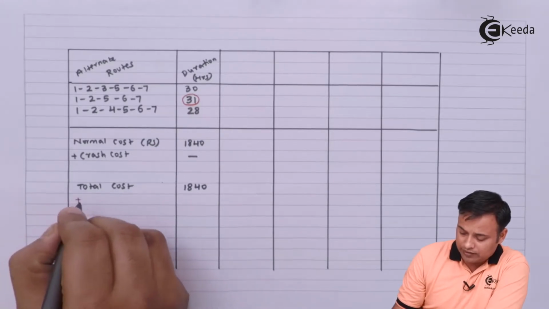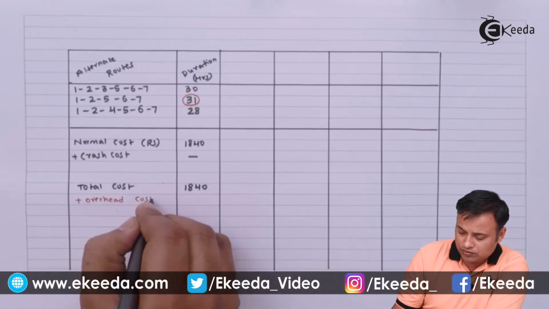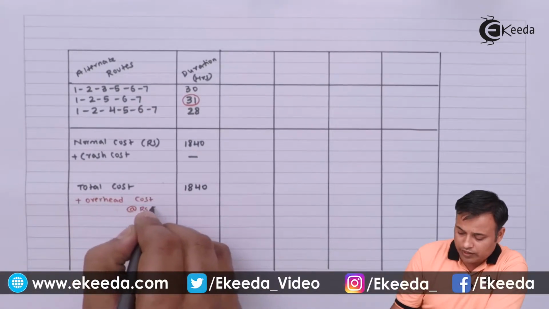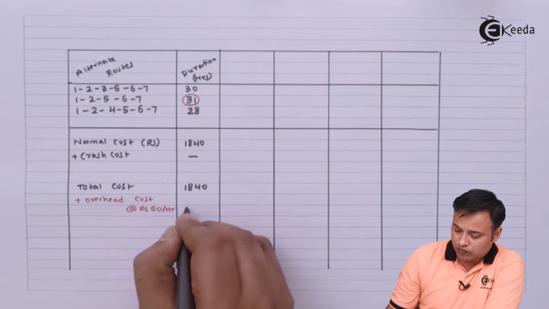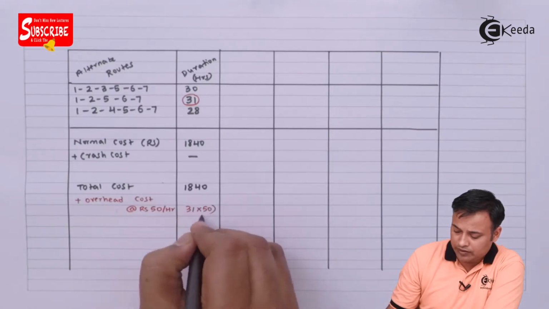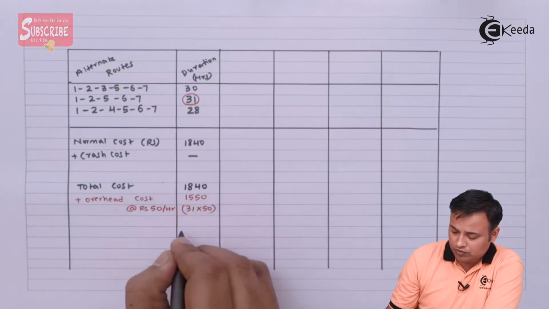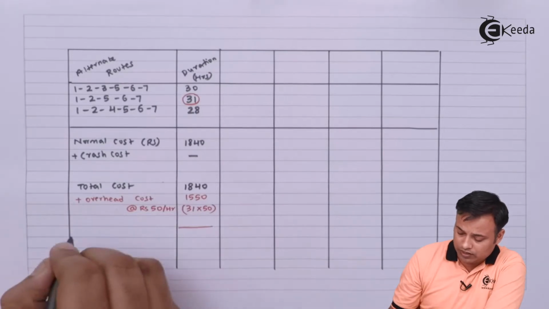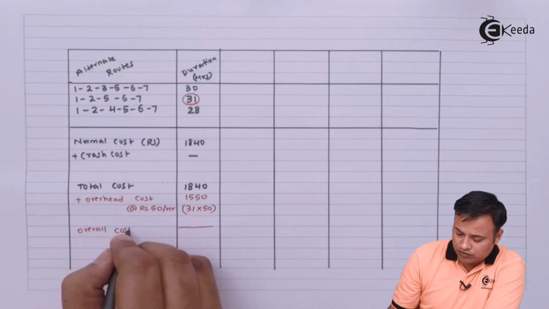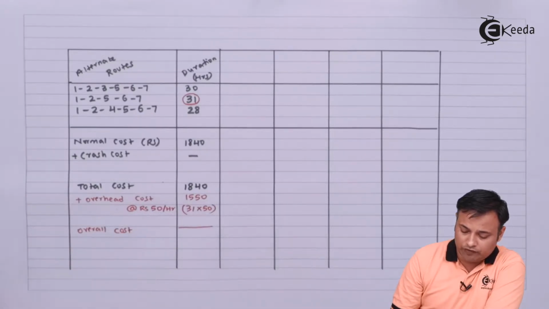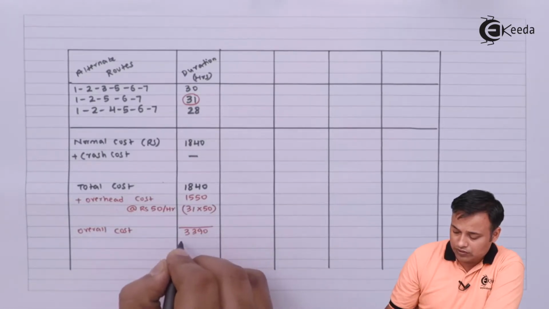So I will add overhead cost at the rate of rupees 50 per hour. So for 31 multiplied by 50, it will be 1550. And adding these two, I will get the overall cost of the project, that will be 1840 plus 1550, which is 3390 rupees.